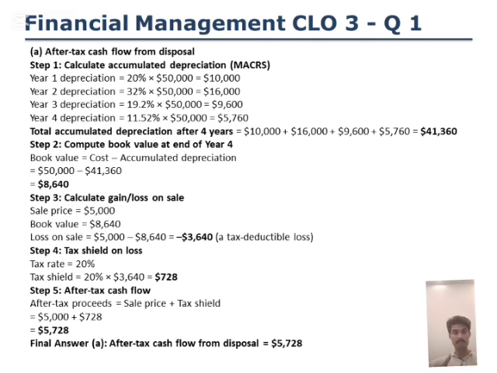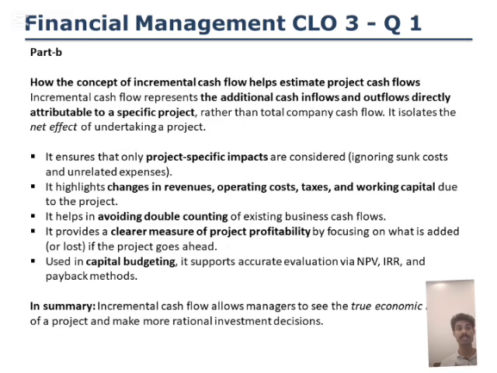If I have a loss, the tax rate is 20%. So the tax shield for me will be $728. The after tax proceeds will be the sale price plus the tax shield. So 5,000 sale price plus 728. So the final answer, after tax flow from disposal, will be 5,728.